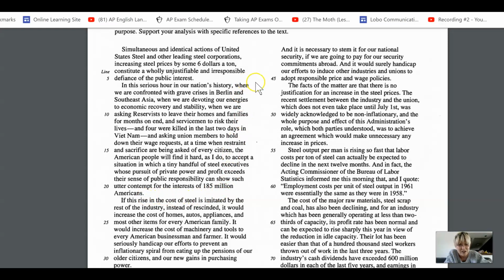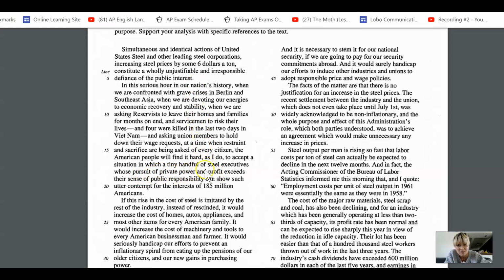What stands out in this paragraph? There's probably a lot of things you're noticing, right? He has repetition: when we are asking this, when we are going through this. And he has multiple examples, example after example. When the reservists have to leave their homes and families. When we are devoting our energies to economic recovery. He goes over and over with all these examples. And finally, he comes to his full thought at the end, and he says, "whose pursuit of private power and profit." There's a device there as well, some alliteration, and I think that's a powerful line, right?